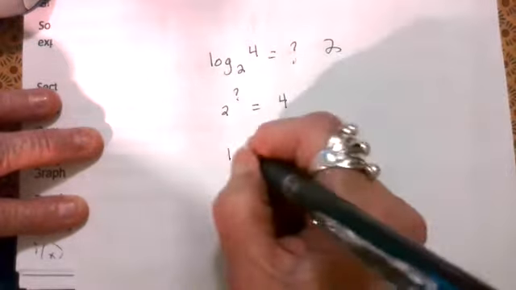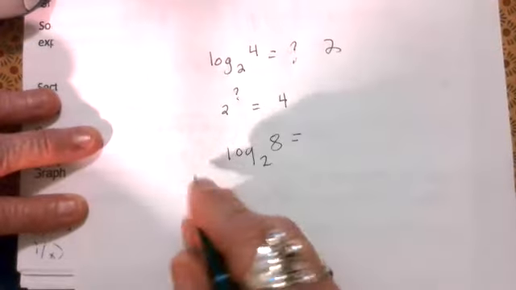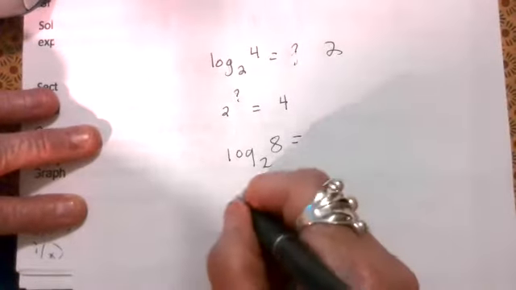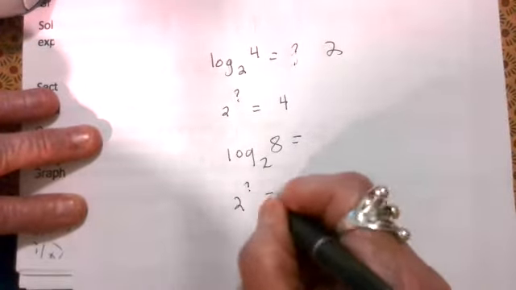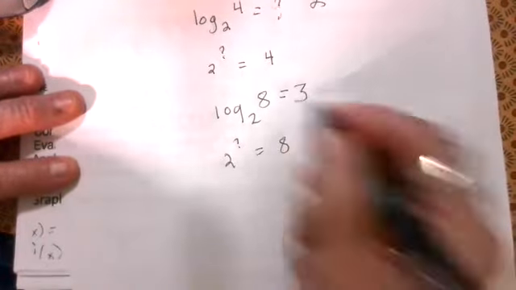So let's do a different one. Let's do log base 2 of 8, so we don't have the same number repeated. 2 to what power gives me 8? That's what we're really asking here. And so that's going to be a 3, isn't it?